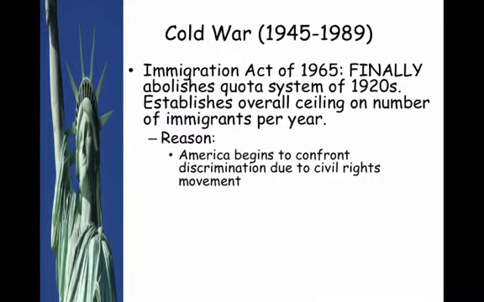The Immigration Act of 1965. This law finally abolishes the quota system of the 1920s. So from about 1920 till about 1965, immigration is very heavily restricted in the United States. However, what the Immigration Act of 1965 does is it says we are going to have an overall cap. So we let in a few hundred thousand per year. So it's not unlimited. The door's not wide open. It's about half open, to provide that metaphor.